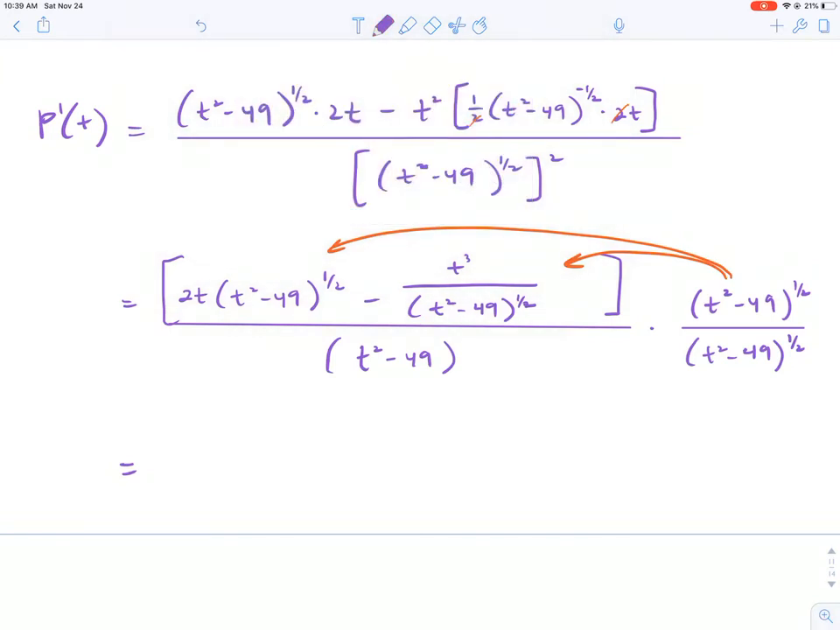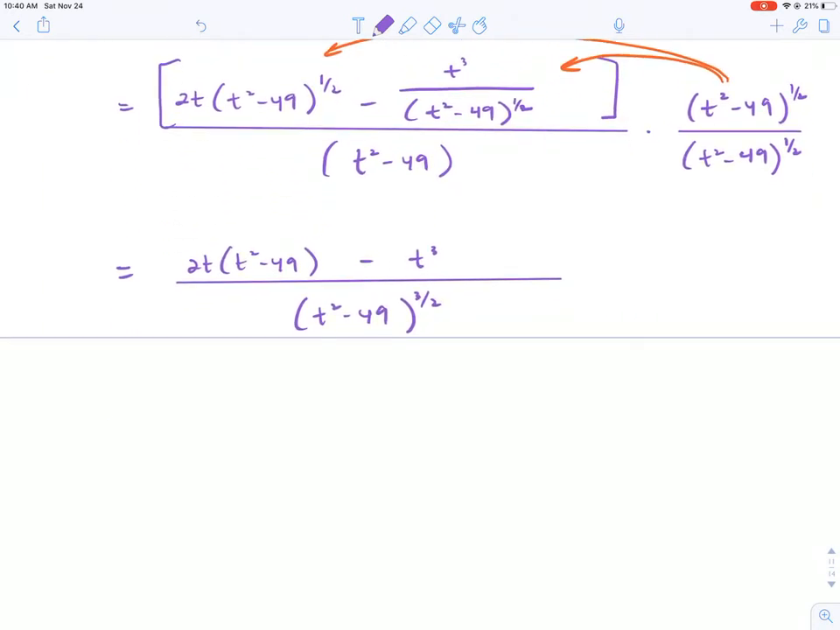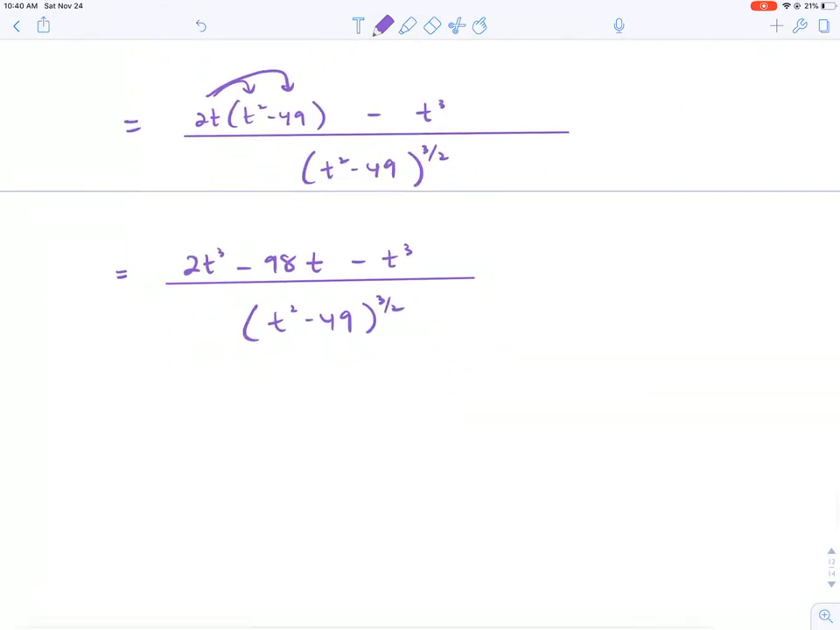Okay, and when we distribute to the first product in the numerator, we'll get 2t times t squared minus 49, and then minus t cubed. And the denominator will be t squared minus 49 to the 3/2 power. Okay, so then distributing the 2t, 98t. Okay, so we get t cubed minus 98t over t squared minus 49 to the 3/2 power.